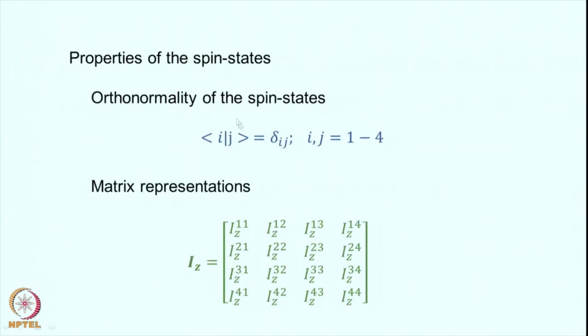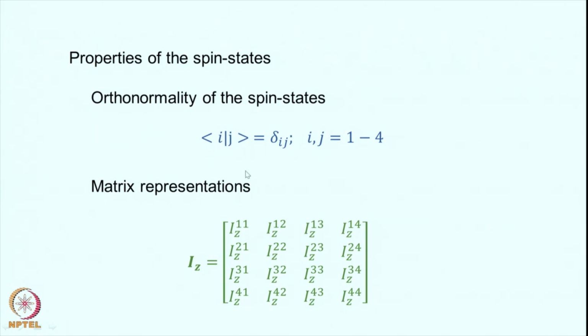Now what are the properties of the spin states? This will follow from the general properties of the alpha and the beta states. If I label my 4 states as 1 to 4, then I take the products of the individual states, ⟨i|j⟩ = δij. The i, j can go from 1 to 4, so the 4 states which are there are orthonormal states of the 2 spin system, ⟨i|j⟩ = δij.